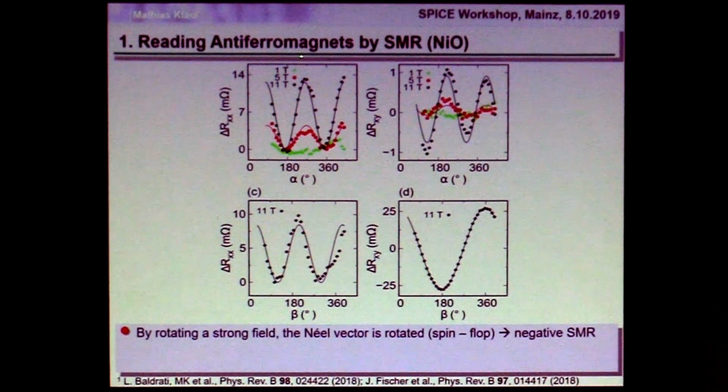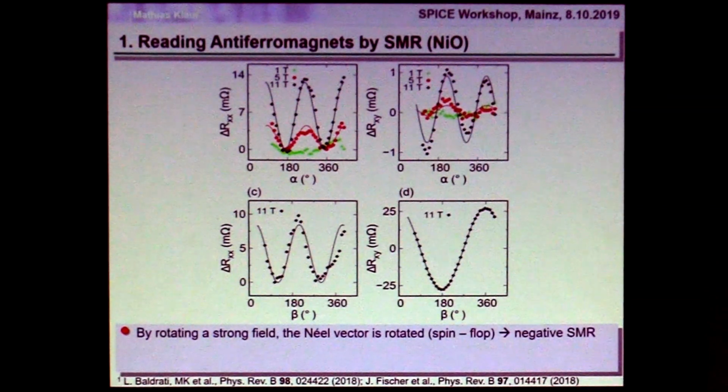And we see that when we go to small fields, we see no change as a function of field angle. And as we increase the field from 5 to 11 Tesla, the amplitude continuously goes up. And this tells you that obviously at 1 Tesla, we don't rotate much. At 5 Tesla, we rotate a little bit of the Néel vector. And at 11 Tesla, we actually rotate quite a bit of the Néel vector.